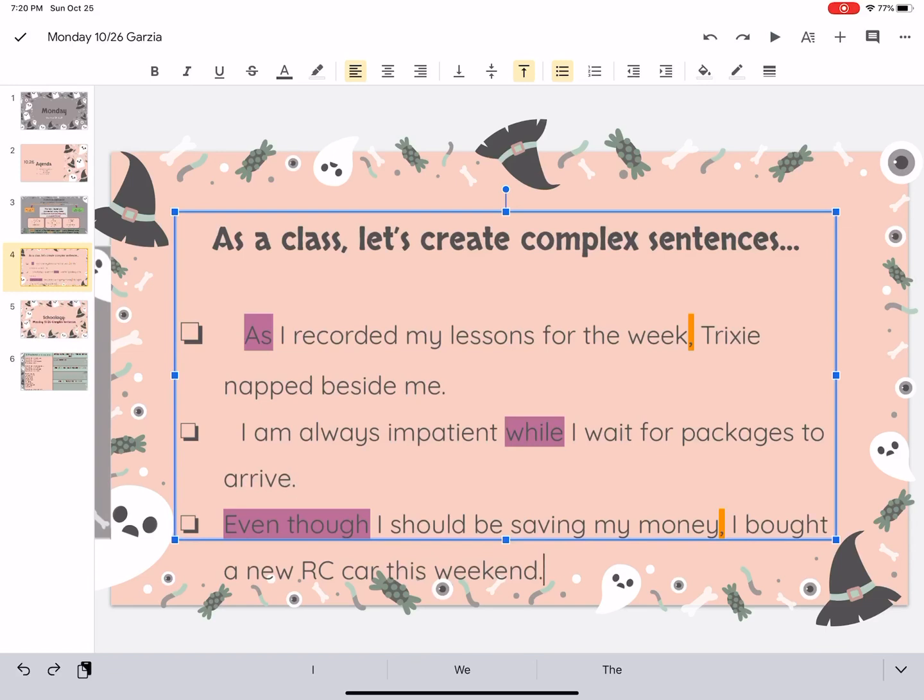Okay, those are our examples. Remember, if our subordinating conjunction is at the beginning, then we need the extra support of the comma in the middle. If it is in the middle, forget that comma. We don't need it. Okay?